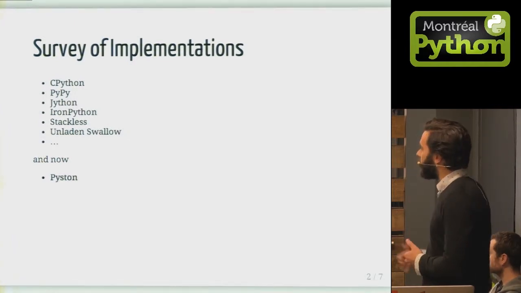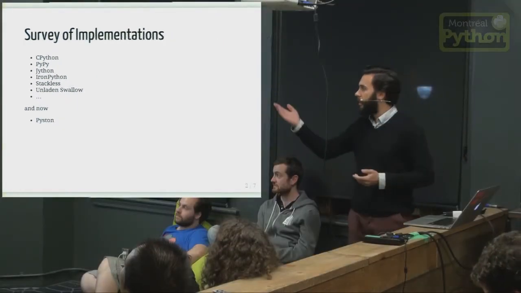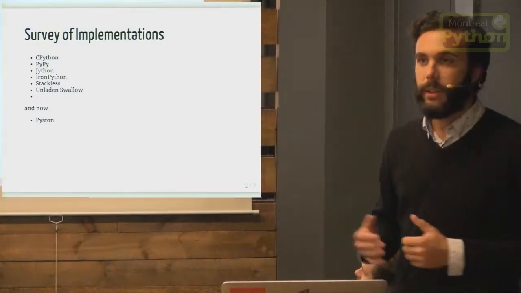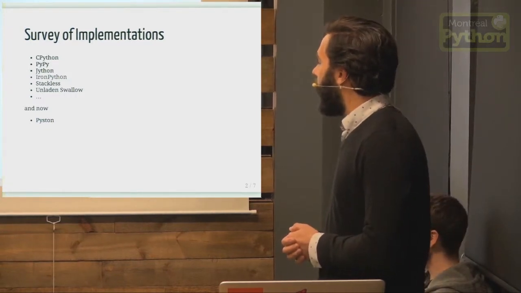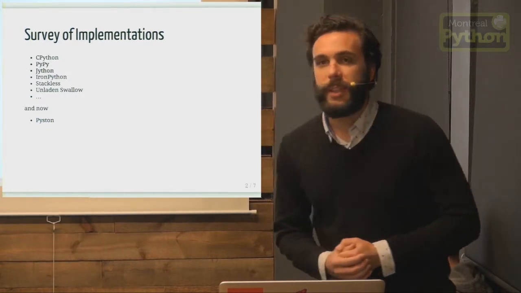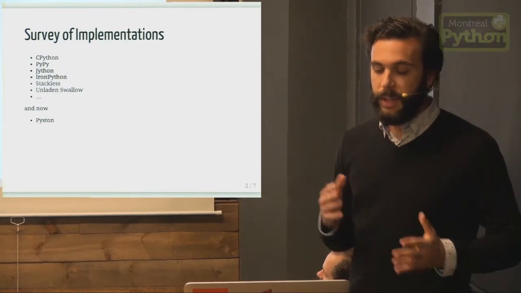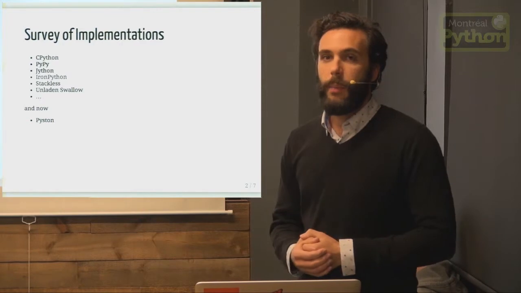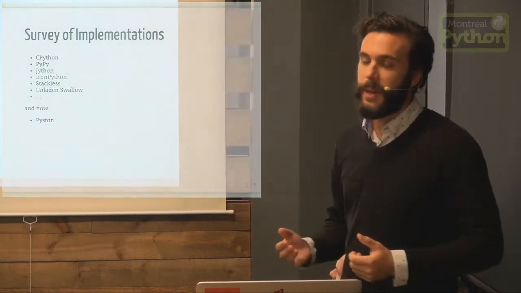And finally, there are lots more of them, but a few years ago there was Unladen Swallow, which tried to bring a different kind of JIT compiler to the Python world. So where does Pyston fit in there? All the implementations try to scratch the two main itches of Python. One of them is performance, because CPython is not that slow, but not that great either. And the second one is concurrency, such as Stackless. Pyston specifically tries to address the performance issues.